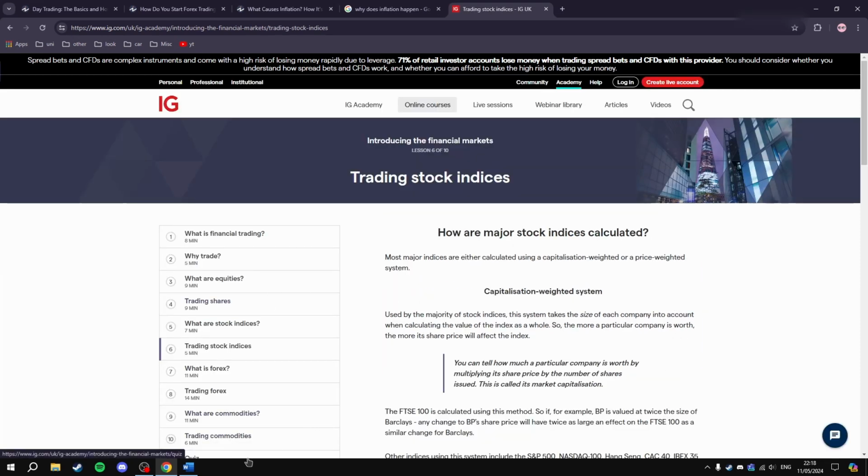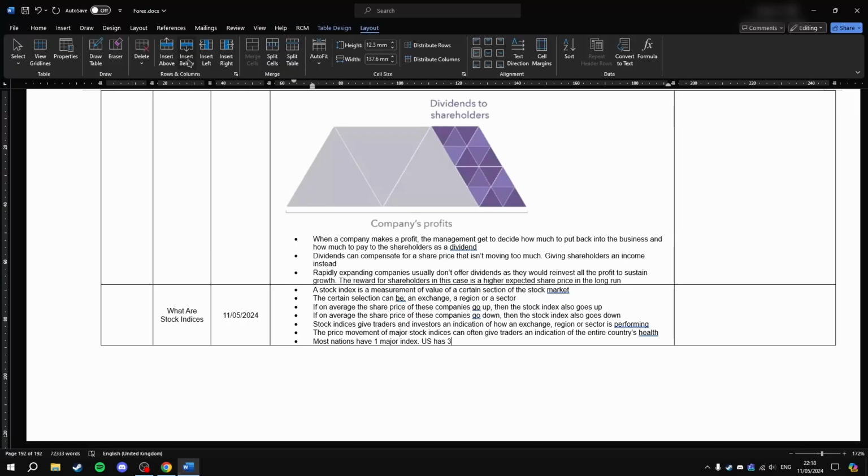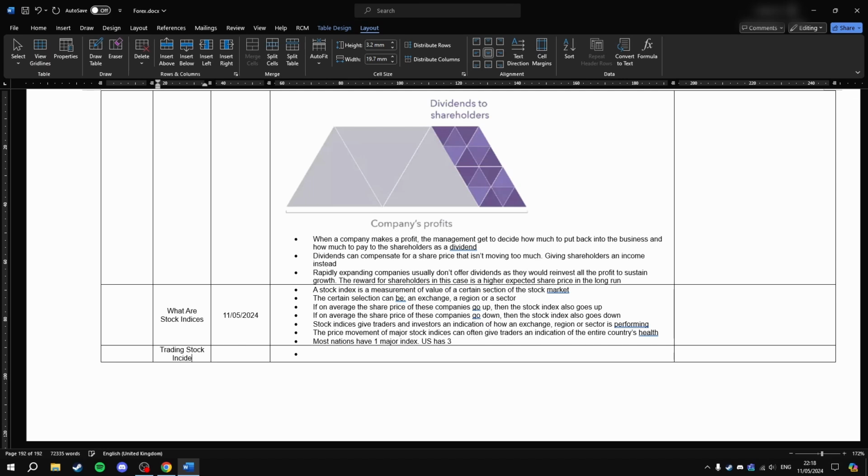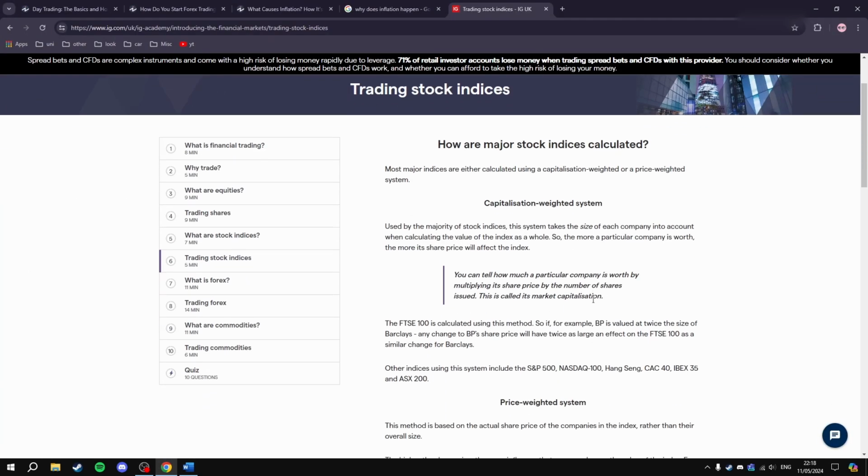Right, trading stock indices. So, how are major stock indices calculated? Most major indices are either calculated using a capitalization weighted or a price weighted system.